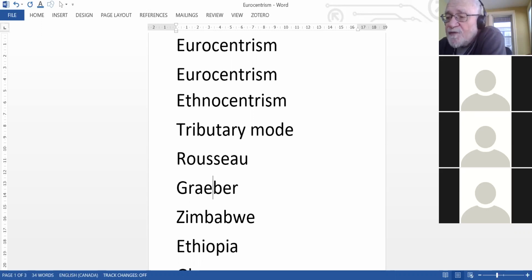Shortly thereafter, in 3100, a civilization appeared in Egypt. In 2600 BC, the first civilized societies appeared in China. In India, the date is 2200 BC. And in Latin America, between 2000 and 1000 BC. Those were the first civilizations. So Mesopotamia, 3500 BC, Egypt, 3100 BC, China, 2600 BC, India, 2200 BC, and Latin America, 2000 to 1000 BC.